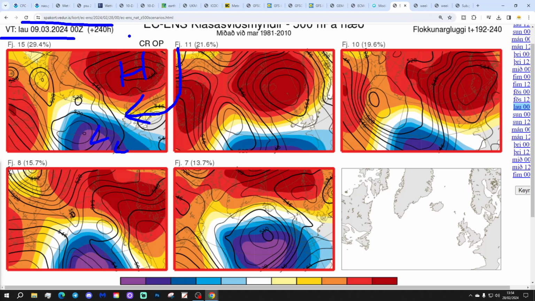We've established on the operational run it's not much cold air to the east, but, you know, if we keep the ECM going long enough, we might eventually start bringing some pockets of colder air in from, say, Finland or somewhere like that.